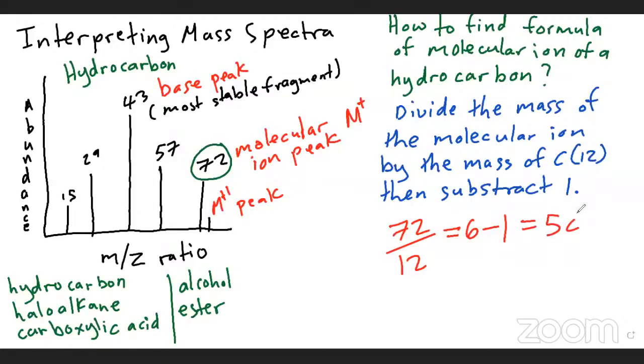All right. So we know that our hydrocarbon is pentane, which would be C5H12. If you check the mass of this, it should match up to 72. So 5 times 12 is 60, 60 and 12, that is 72. So this particular hydrocarbon, it is pentane, right? So that is what you will do. If you get a hydrocarbon and you need the formula for it, just divide by 12, then subtract 1.